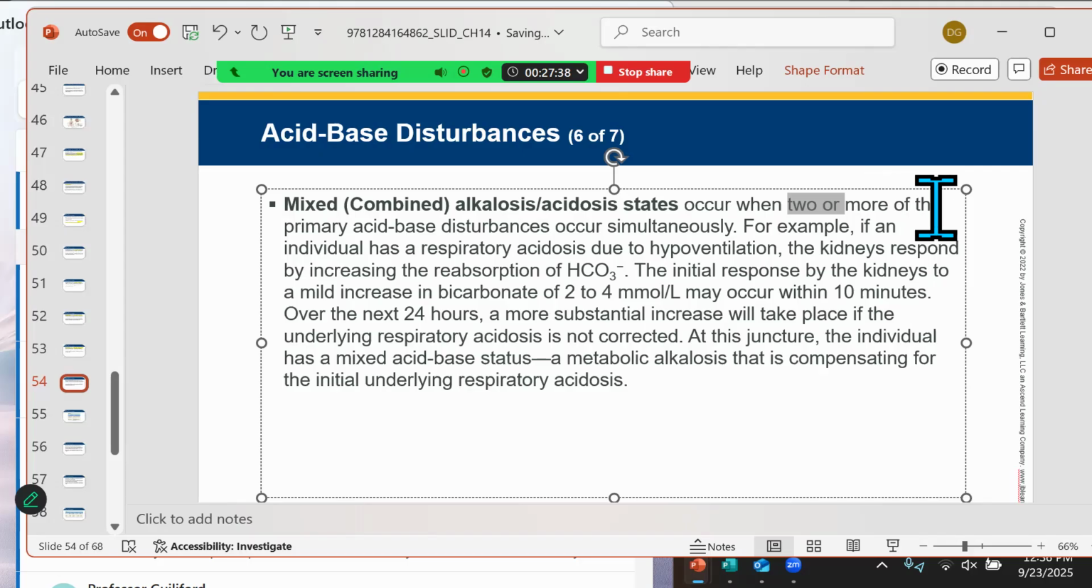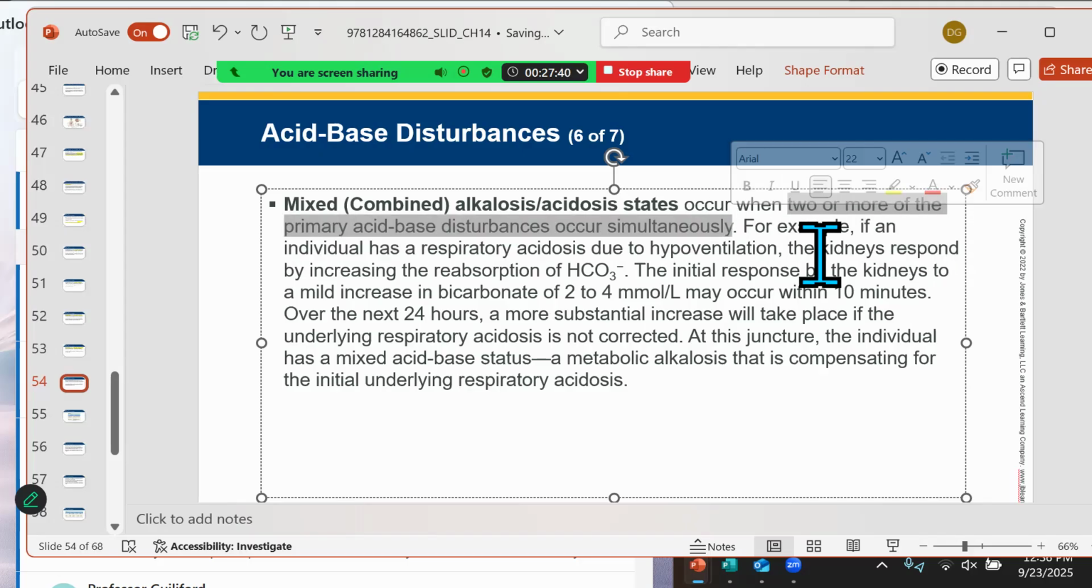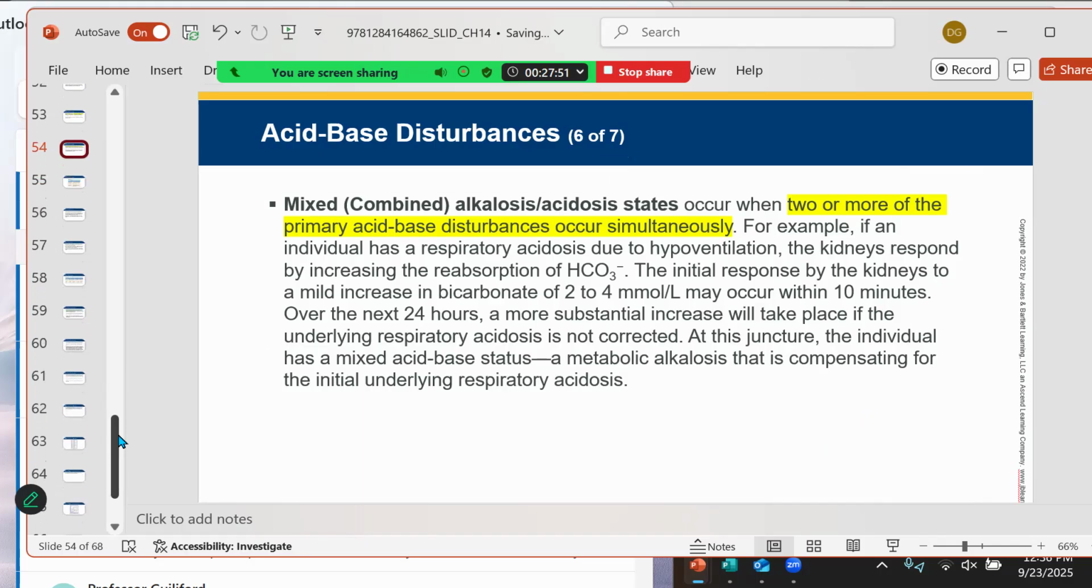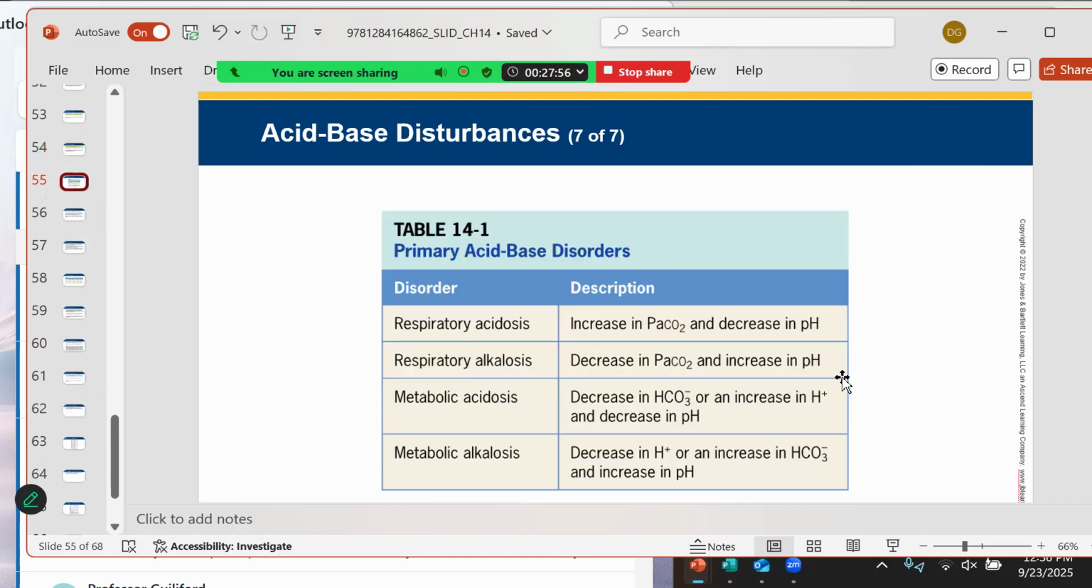But this is where two disturbances happen simultaneously. I had a particular asthmatic patient who was also diabetic, and they wound up with a combined acidosis because of that. Once in a while, a patient has a combined acidosis, and they wind up in the ER. So, and there it is.